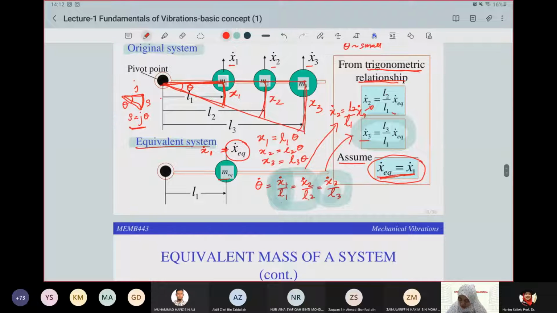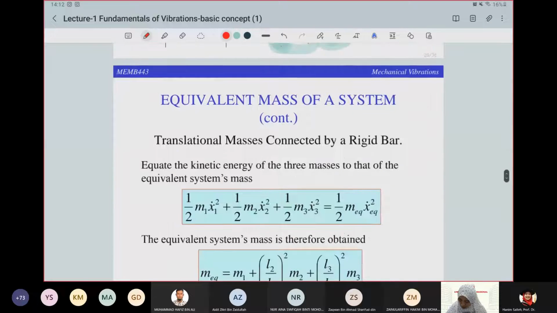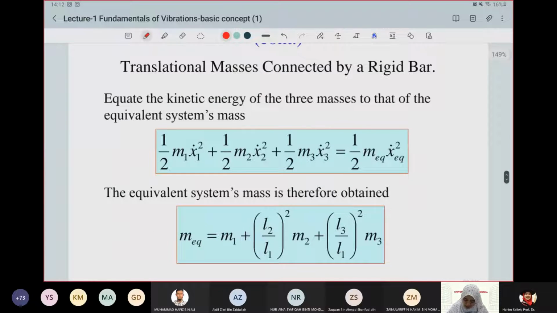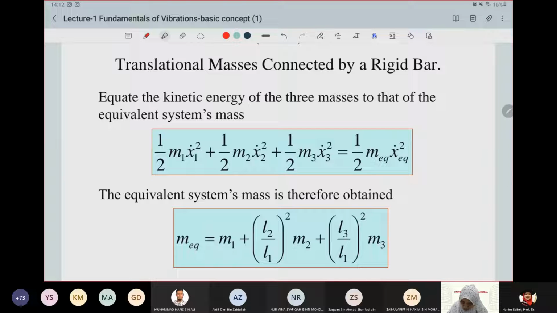Once you get the trigonometric relationship, you can actually write it using the kinetic energy. That's why I was emphasizing the equation, using kinetic energy to get the equivalent mass. So you use the kinetic energy equation. So how do you do that? This is the equivalent system. Basically, you should put it on the left-hand side because you want to find your M equivalent. So you're supposed to put it on the left-hand side of the equation.